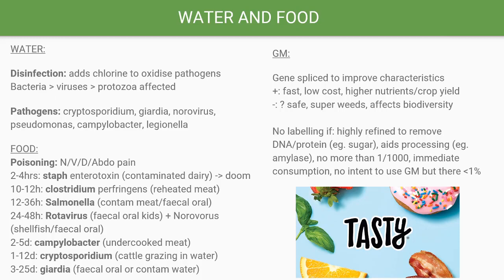In terms of genetically modified food, it's where you try to improve the characteristics, and there's a question about labeling. So you don't have to label it if it's highly refined, such as sugar and oil. If it aids processing, like if they add something like amylase and it will just process it. If it's no more than 1 in 1,000, if the place sells food for immediate consumption, and if there's no intent to use genetically modified foods, but there's less than 1% in the actual food. So that's when you don't have to mark it as GM. Sorry, slide.